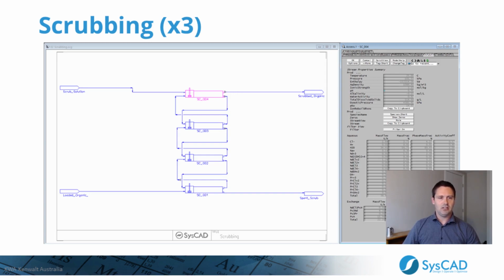So within SysCAD, you can take an entire graphic sheet and you can copy and paste it just like in Windows, Control-C, Control-V, and you can create new fully functioning process flow sheets. So that's what we did for scrubbing.